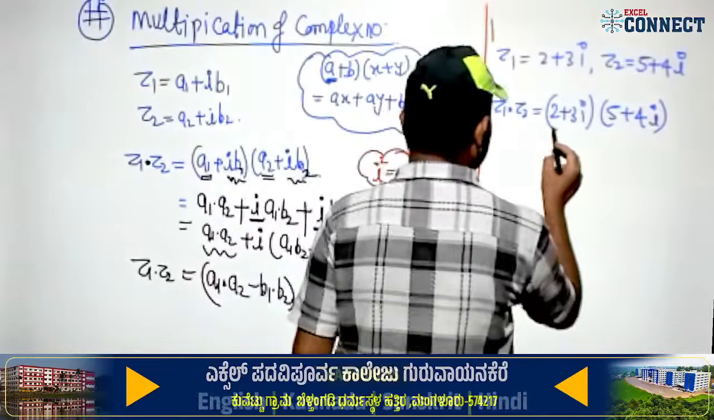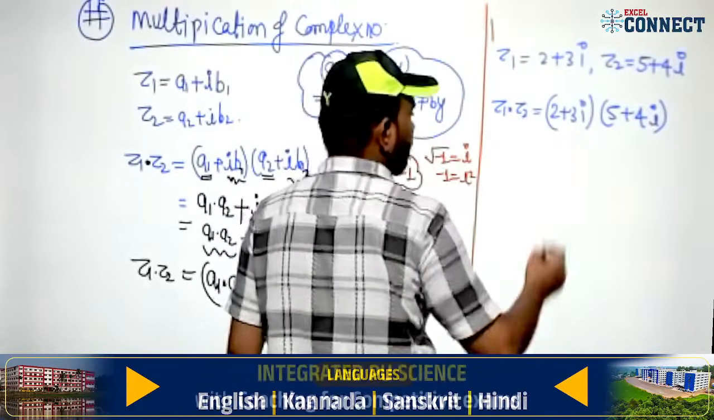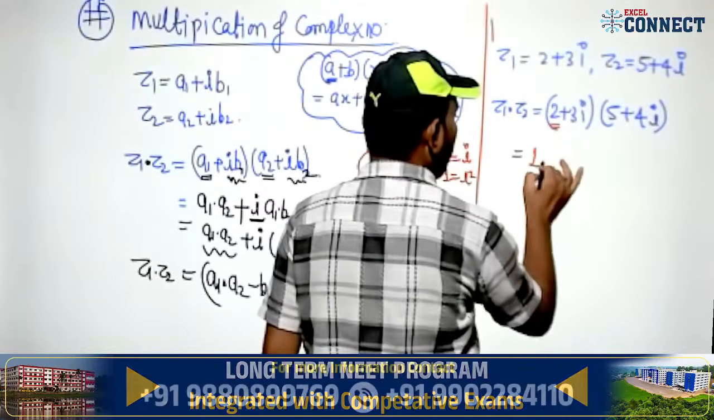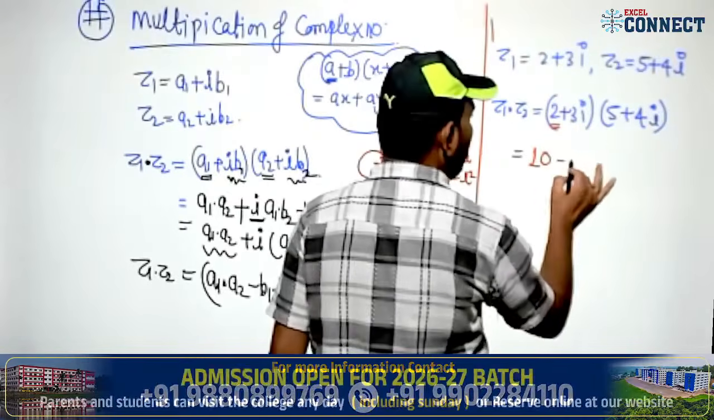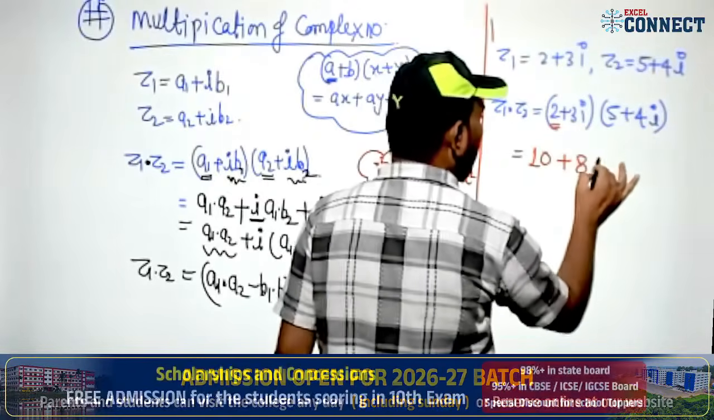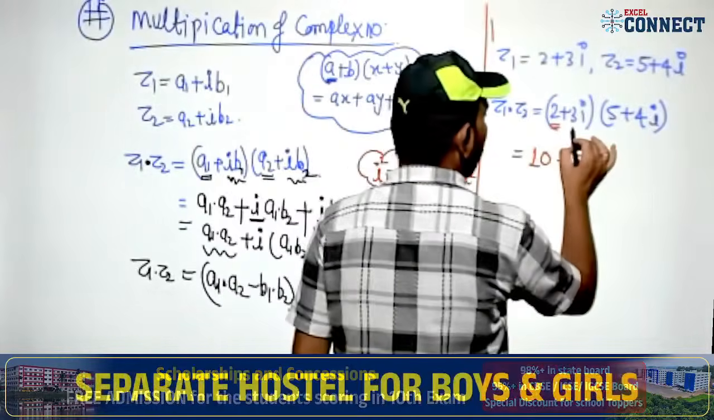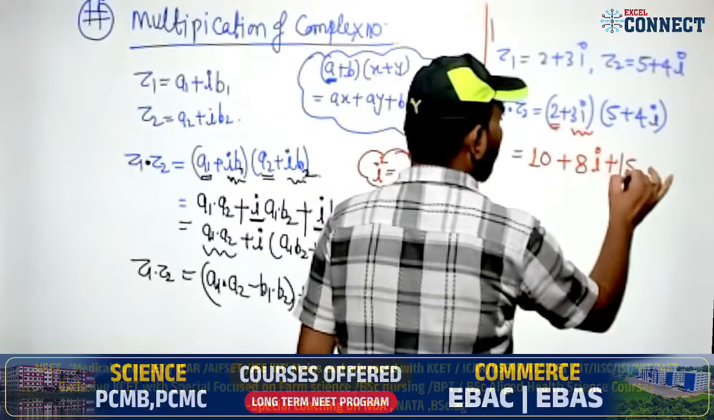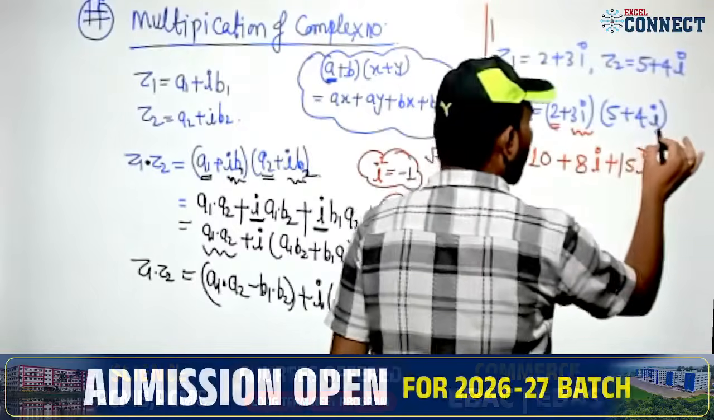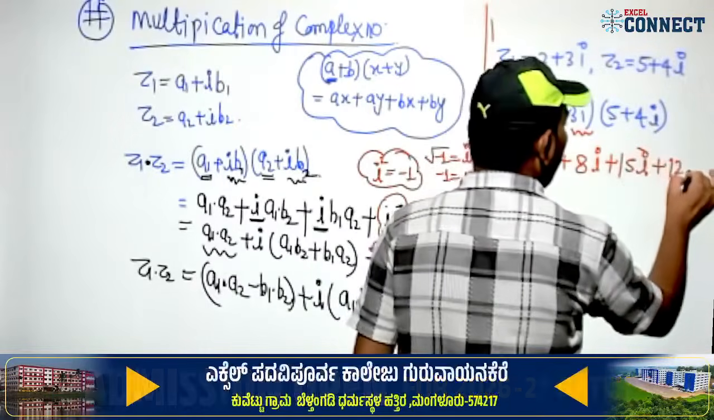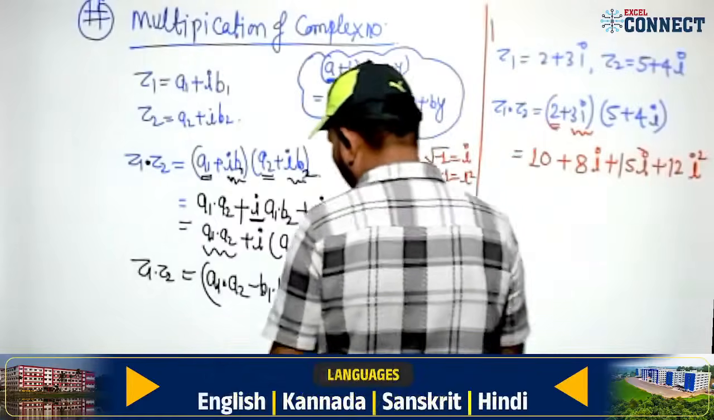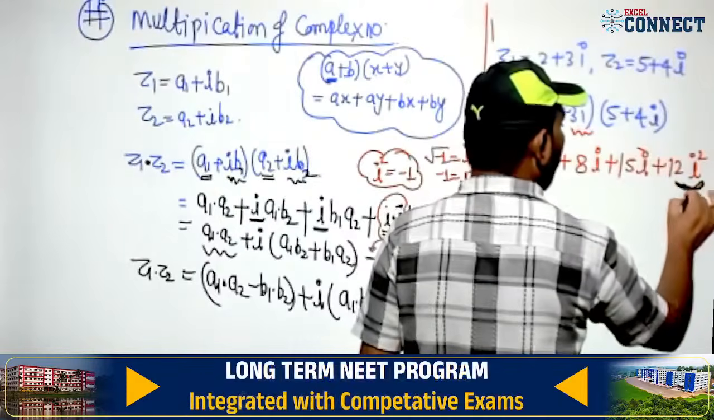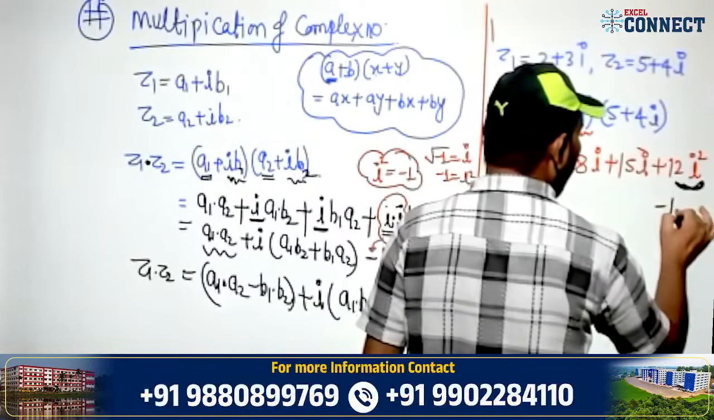So simple algebra steps you need to follow. Here you multiply 2 into 5. 2 into 5 is 10 only. Okay. Now 2 into this: 2 into 4 is 8 iota. Plus now this term, 3i into 5 is 15 iota. Now 3i into 4i: 3 into 4 is 12i square. Now apply this. The value of i square is minus 1. So it will convert into minus 12.